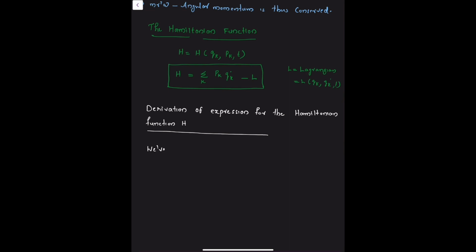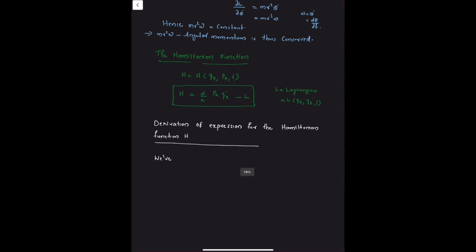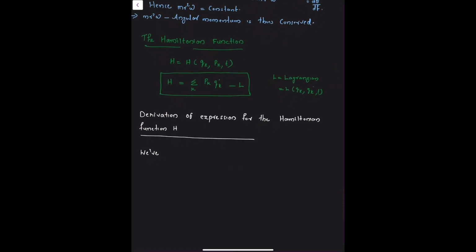Let us start from the Lagrangian. We know that the Lagrangian is a function of qk, qk dot and t. L is equal to L of qk, qk dot and t. Now what is dL? We know that dL is equal to sum over k dou L by dou qk dqk plus sum over k dou L by dou qk dot dqk dot plus dou L by dou t into dt.